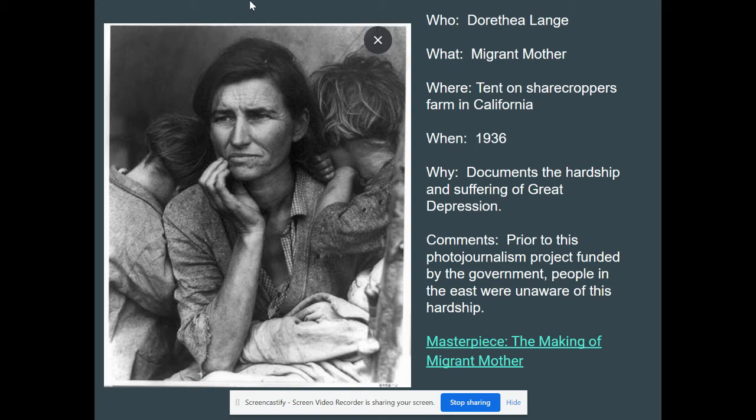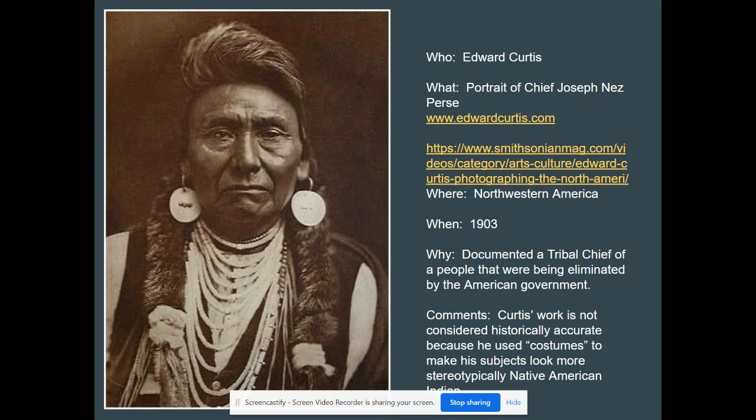She's living out of a car, and prior to Dorothea Lange taking these pictures, people out east, in places like New York and Philadelphia and Washington, D.C., didn't really realize that these people were suffering so much. So because of her pictures, a great deal of money was sent out to these people to keep them from starving. So it was a really, really important photojournalist project. So Dorothea Lange and the Migrant Mother.